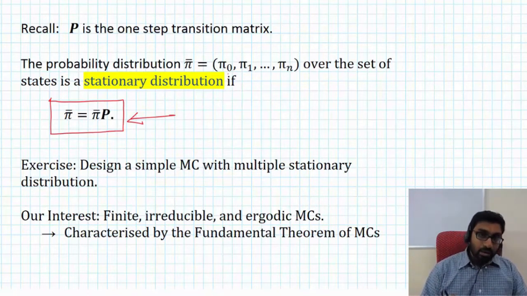Here's a point in time where we should take a few moments to design a simple Markov chain with multiple stationary distributions.